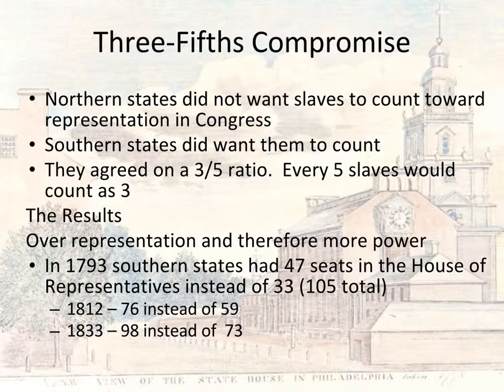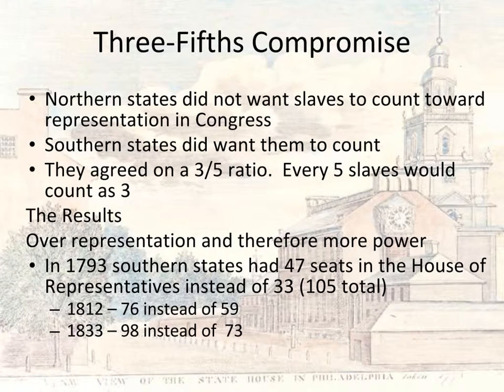In 1812, they have 76 representatives instead of 59. And by 1833, they have 98 representatives instead of 73. And so what it does is it gives them a bigger voice than they would have had. Those numbers continue until the Civil War.